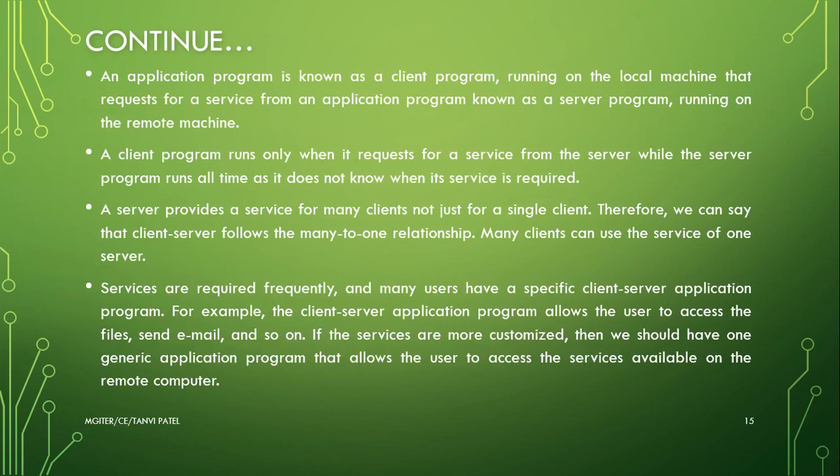An application program known as a client program, running on the local machine, requests a service from an application program known as a server program, running on the remote machine. There is only one server and the others are clients, which are gathered in one network. A client program runs only when it requests a service from the server, while the server program runs all the time as it does not know when its service is required.